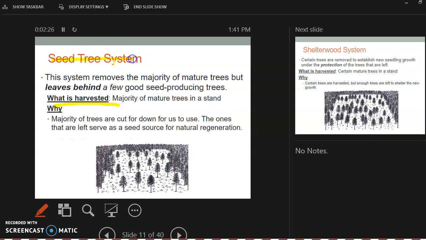So a seed tree system is a system that removes the majority of the mature trees, but it's going to leave behind a few good seed producing trees. The reason is that those good seed producing trees are going to regenerate your forest. What is harvested? The majority of mature trees. And then why? The majority of the trees are cut down for us to use. So why do we do this? Maybe we need some lumber, so that's what we're using these trees for. We're going to cut them down.